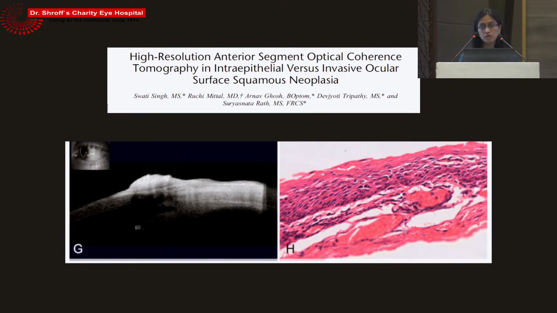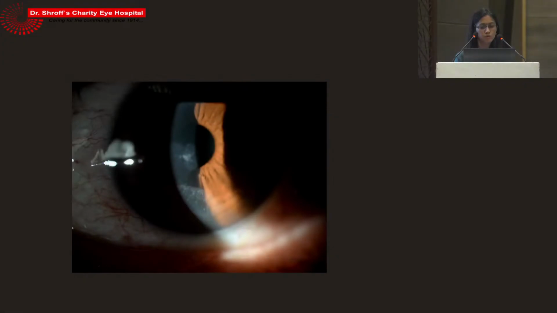ASOCT has very specific features involving an abrupt hyperreflective thickened epithelium. Do we have a pointer here? Yeah. So there is an abrupt transition from the normal epithelium going into a hyperreflective and thick epithelium, and we can clearly see that the lesion is entirely confined within the epithelium and the underlying basement membrane seems to be intact. So these are the lesions which are typical good candidates for topical immunotherapy or chemotherapy.